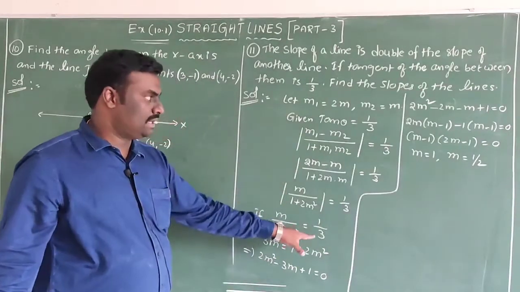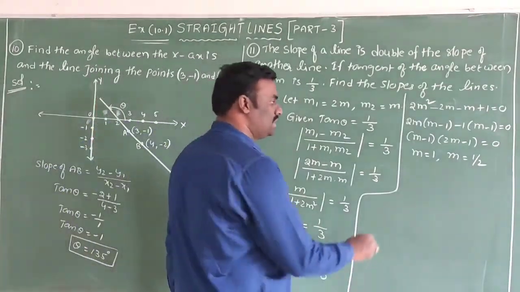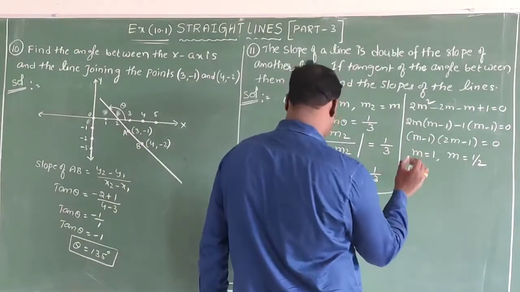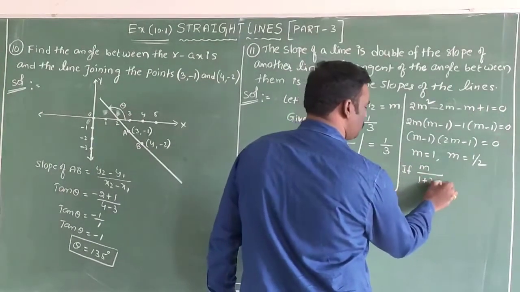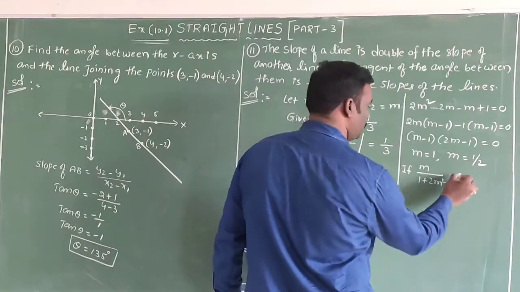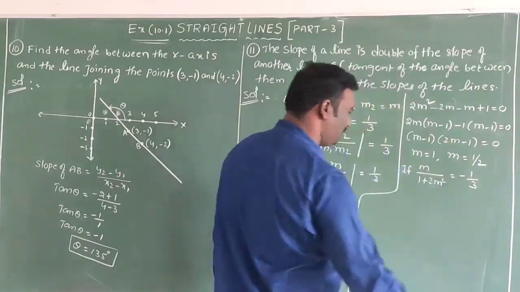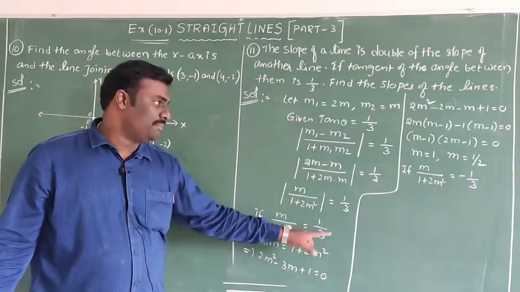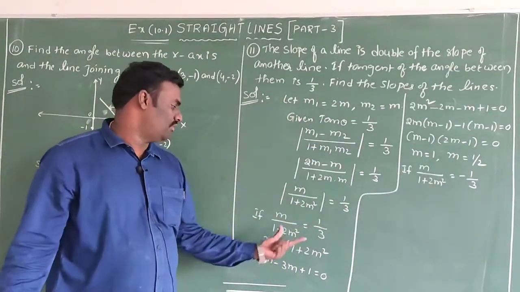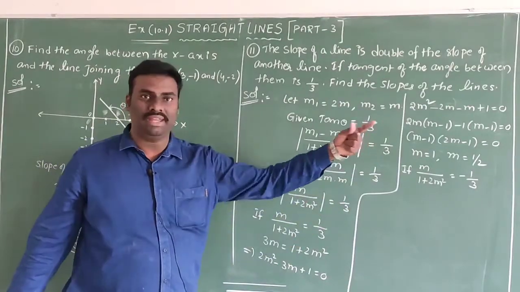Here I took plus, next I am taking minus. If m by 1 plus 2m square is equal to minus 1 by 3. Why? Because if you remove modulus, plus will come as well as minus will come. First I took plus, next I am taking minus.